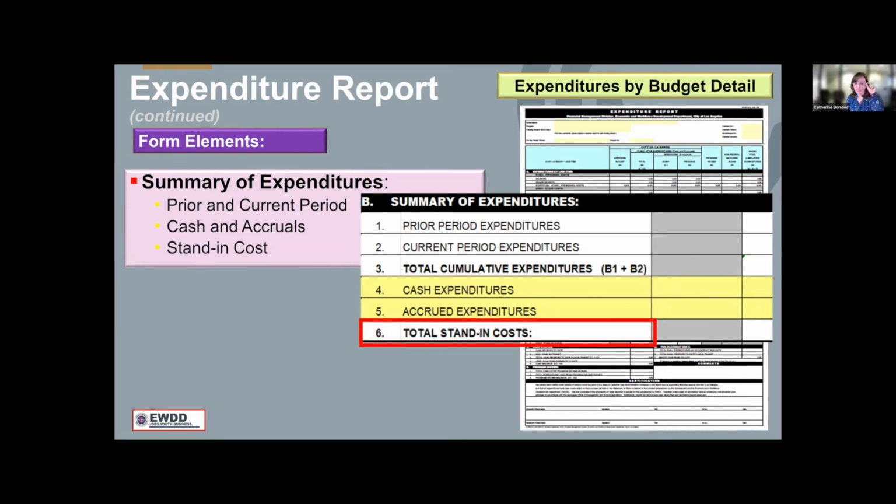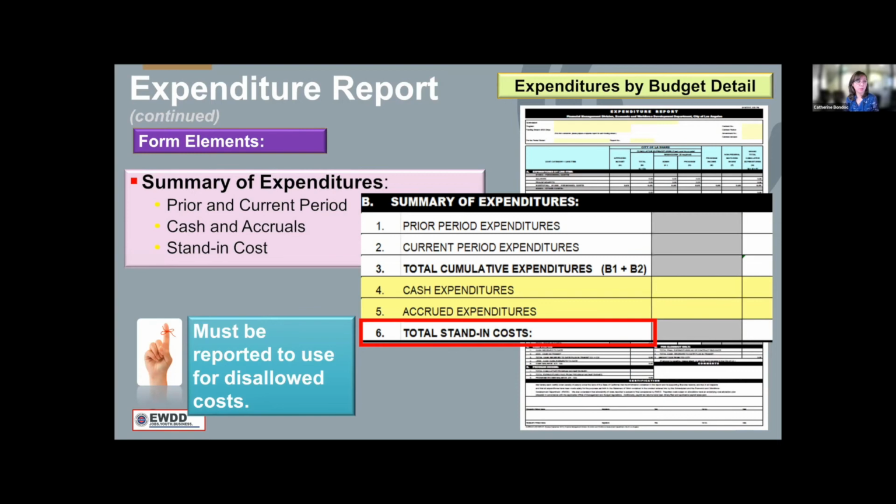Stand in, okay? You guys always forget to report your stand in on your expenditure report. And then when you get a disallowed cost and you say, oh, but I had a stand in that I can substitute for that, Edwin's next question is, well, did you report it to us? Meaning, did you report it here on this form, on this row right here? If you have any stand-in costs at all, this is where it should go. Stand-in costs that you're going to use must have been reported to us for it to be allowable. So they must be reported to be used for disallowed costs.